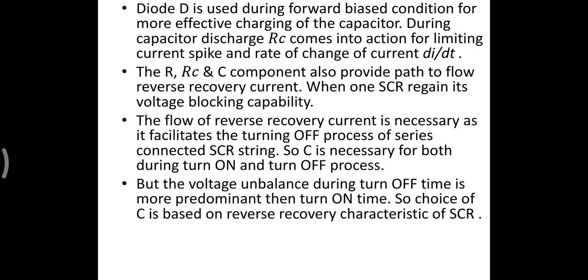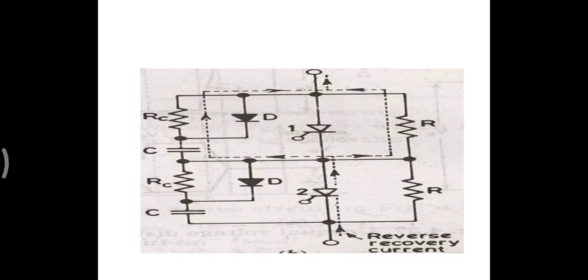That means the capacitor is necessary for both turn on and turn off process, but the voltage unbalance during the turn off time is more predominant than the turn on time. So the choice of C is based on the reverse recovery characteristics of the SCR.